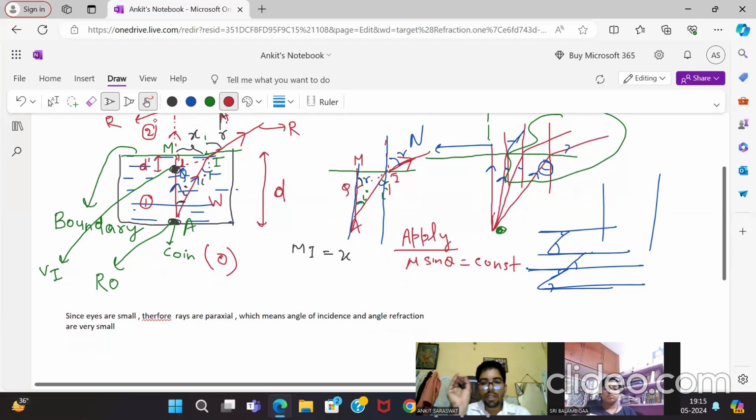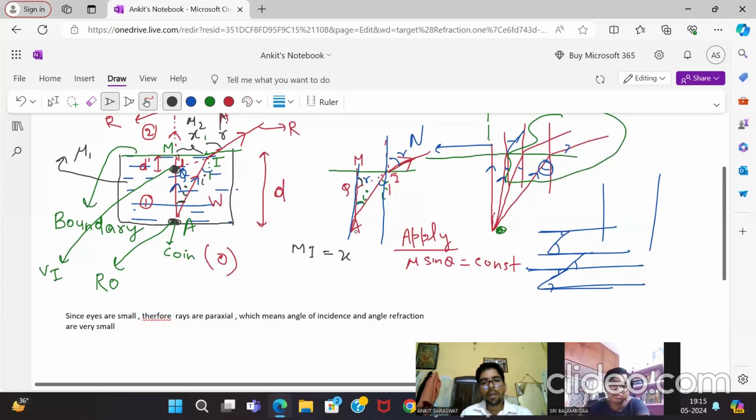Always take as first the medium where our object or light is coming from. So light is coming from the object, then take that medium to be 1. Clear? Now light is going into another medium. It may be any medium. Always take that to be 2. Clear? So the refractive index of this medium is mu1 and the refractive index of this medium is mu2.